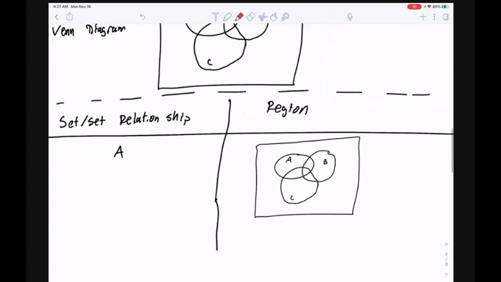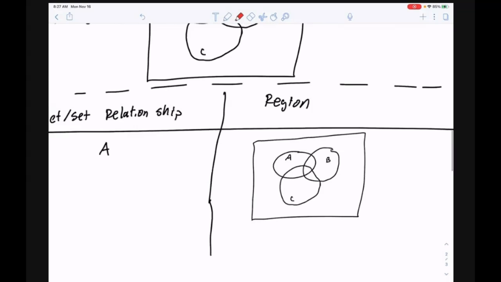All right, can someone verbally explain to me what I'm referring to when I say set A? The circle A. The circle. Now, the entire circle or part of the circle? The entire circle. The entire circle. Good.